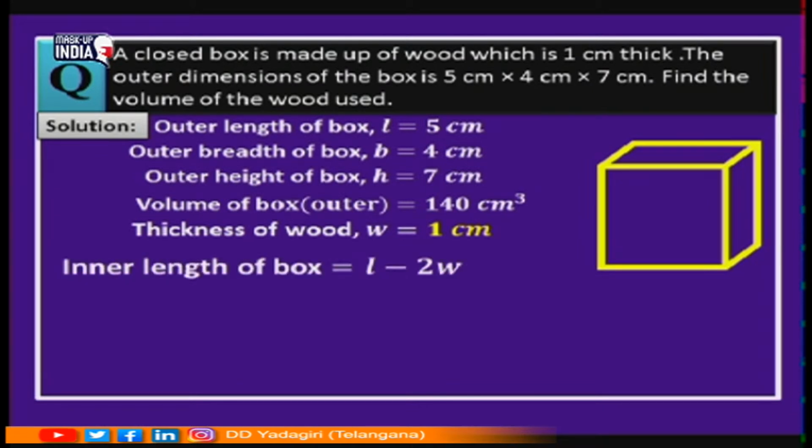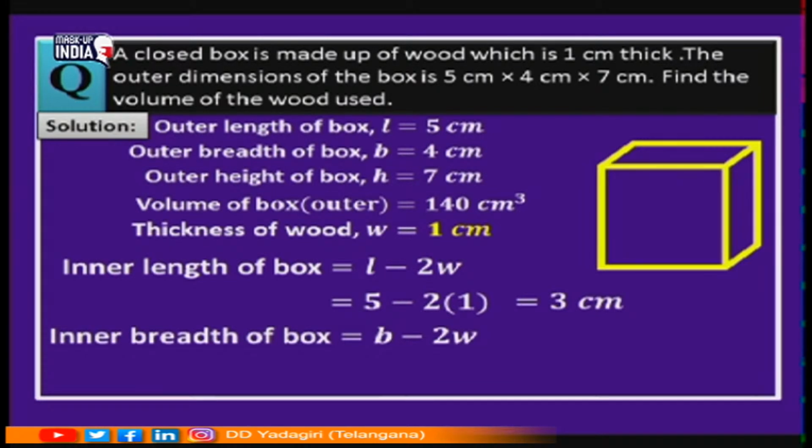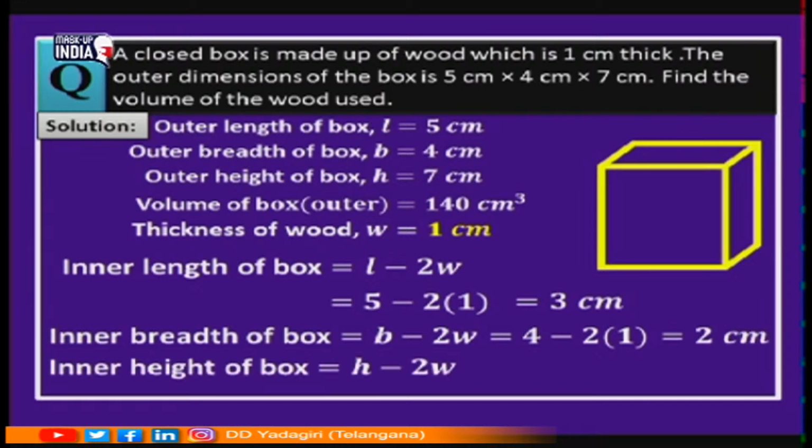To find the volume of the inner box, what we need to do? We should know the inner length of the box, that is given by L minus 2W. This you might have learnt in your previous classes. So, here L is 5 minus width is 1, 2 into 1. So, you get 5 minus 2, which is 3. Like that, we will find the inner breadth of the box also, that is B minus 2W. So, 4 minus 2, you get 2 centimeters. And the inner height of the box is H minus 2W. So, that is 7 minus 2, which you will get as 5 centimeters.